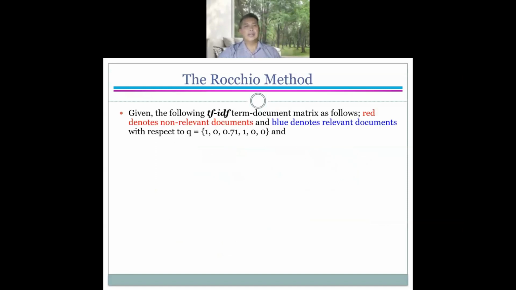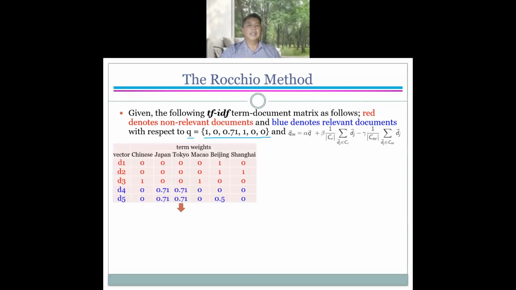Okay. So you know about TF-IDF. For each of the query and for each of the document, they are represented by the weightage. So in this case, we have the query with this weightage, and of course they have the terms. The red one denotes the non-relevant document, and the blue one denotes the relevant document. So what we want to do is change the level of importance of the query so that it will move towards the relevant document.